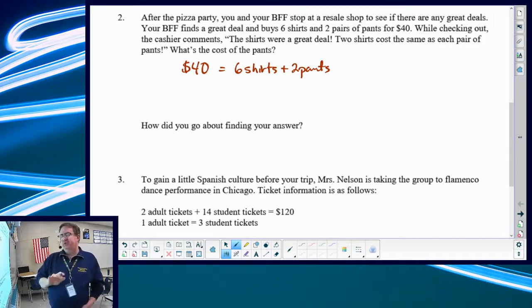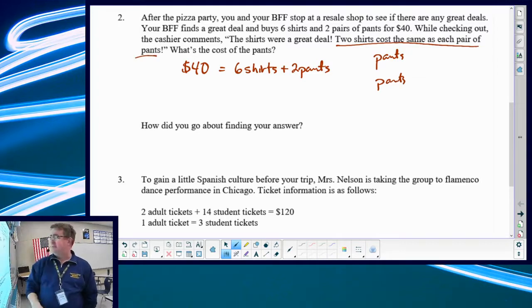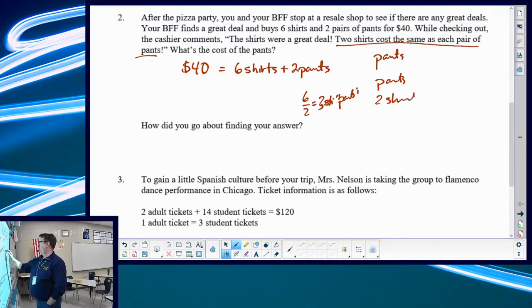I had one student do this, which I thought was kind of a neat way of doing it. They said, well, wait a second. We have a pair of pants, we have a pair of pants. And what was the phrase right here? 2 shirts cost the same as each pair of pants. So they took 6 shirts divided by 2, which gives me 3 sets of pants. So they had 2 shirts, 2 shirts, 2 shirts.